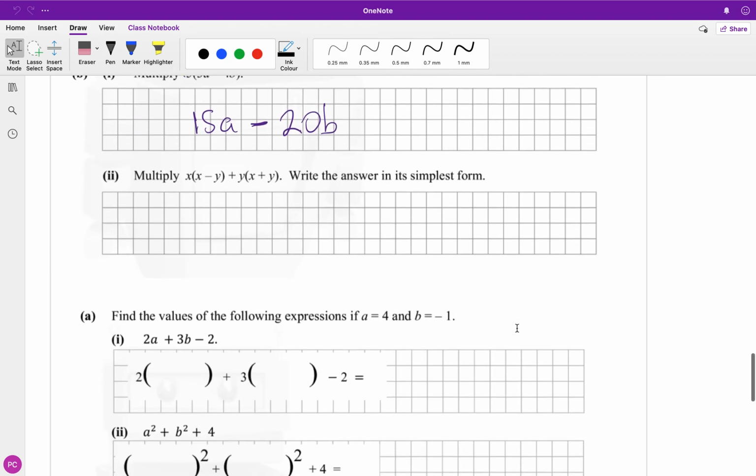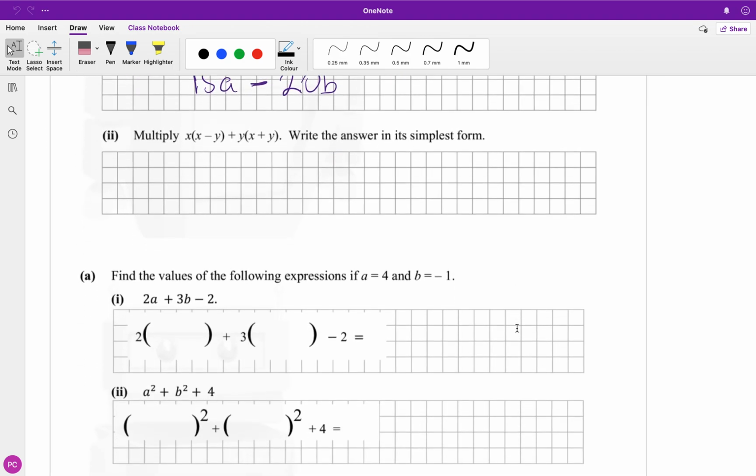Okay, there's our answer. I suppose, again, we have loads of examples like this. You're going to multiply your x by your first one, by your second one. Then you're going to multiply your y by your first one, and by your second one. So let's try that. X by x is x squared. X by minus y, be careful, is minus xy. Y by x is the same as x by y. It's just going to give us plus xy. And y by y is going to give us plus y squared.